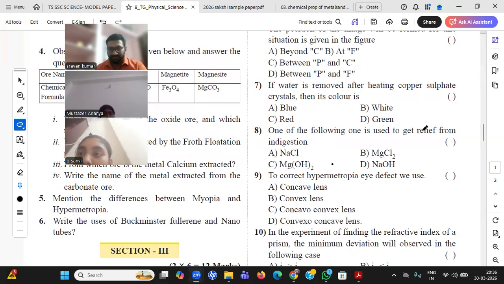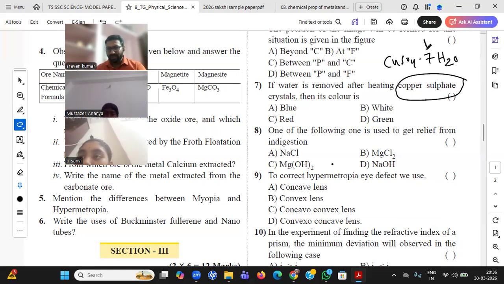So magnesium sulfate, where is this? The copper sulfate is blue in color. If you heat it, the vapor will go out. What did we discuss, student? Copper sulfate dot 7H2O. I don't remember this number. If you heat it, everything will vanish. You will have only CuSO4, copper sulfate. This is anhydrous copper sulfate. Initially, when there is water molecule, it is blue color. Now, if you remove it, it will be only white color. Right answer.